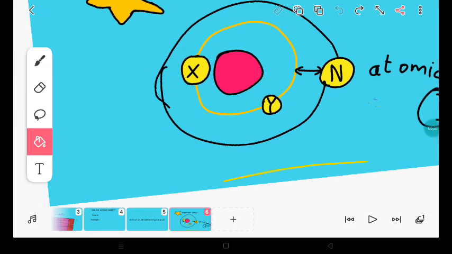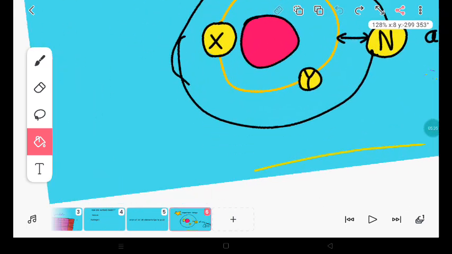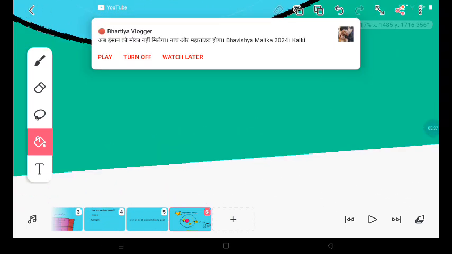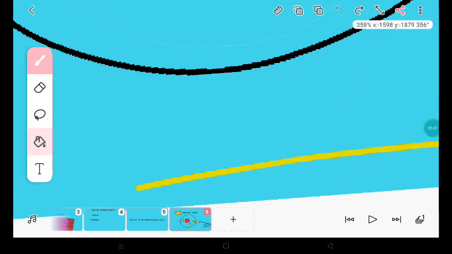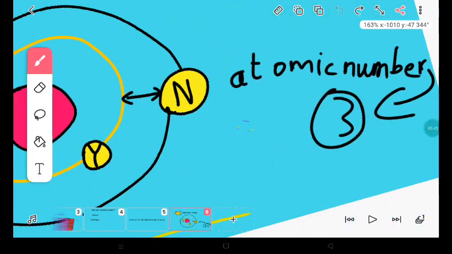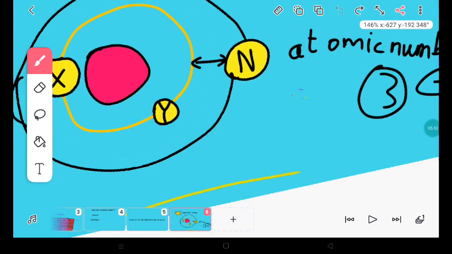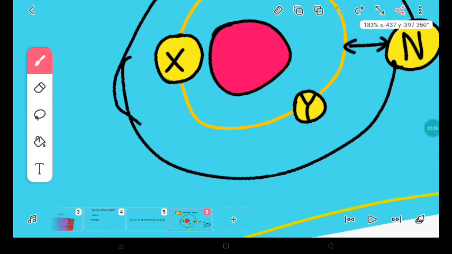So let us learn electron configuration. Electron configuration is the number of electrons in each orbit. We represent atomic number by just a number like 3, but for electronic configuration, the number of electrons in all of the electron orbits, we write it like this.